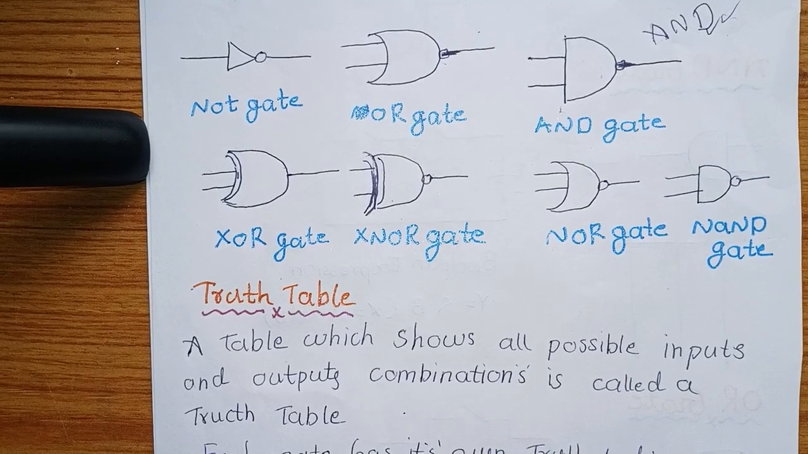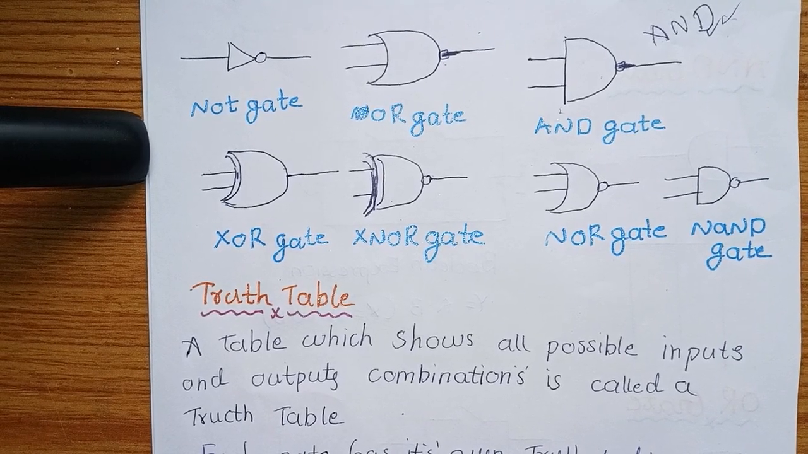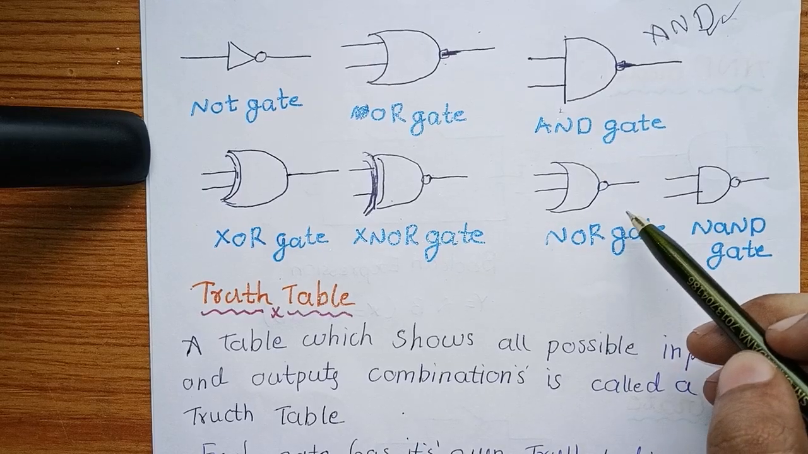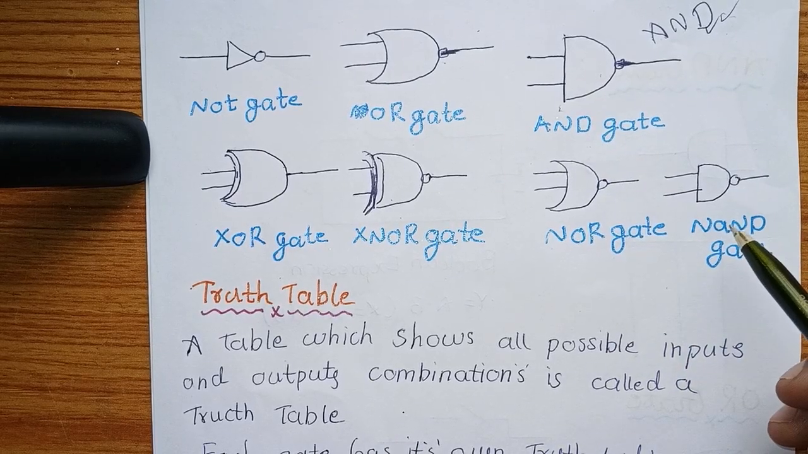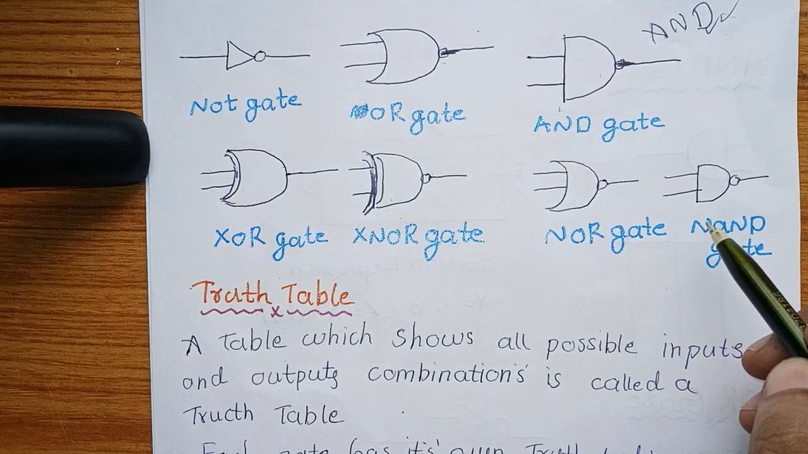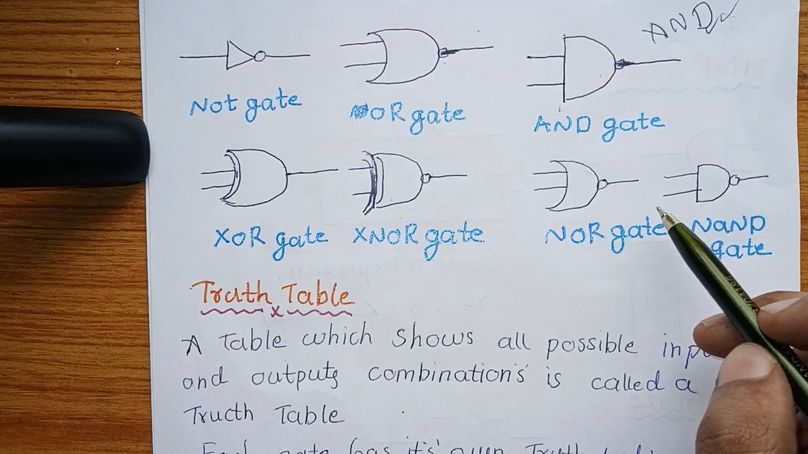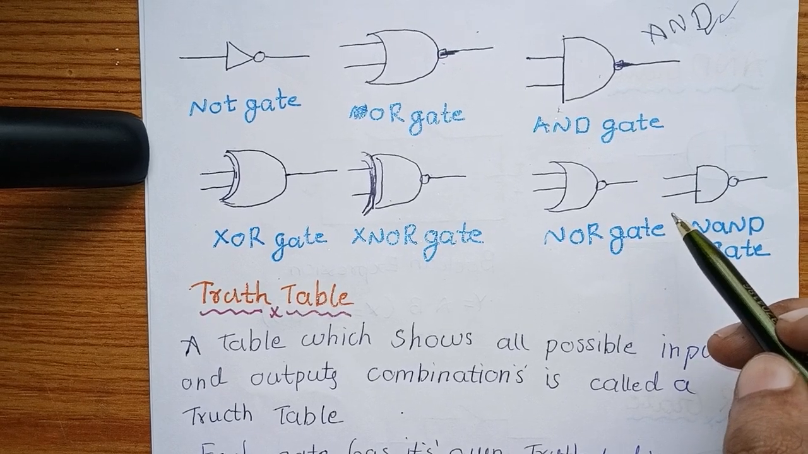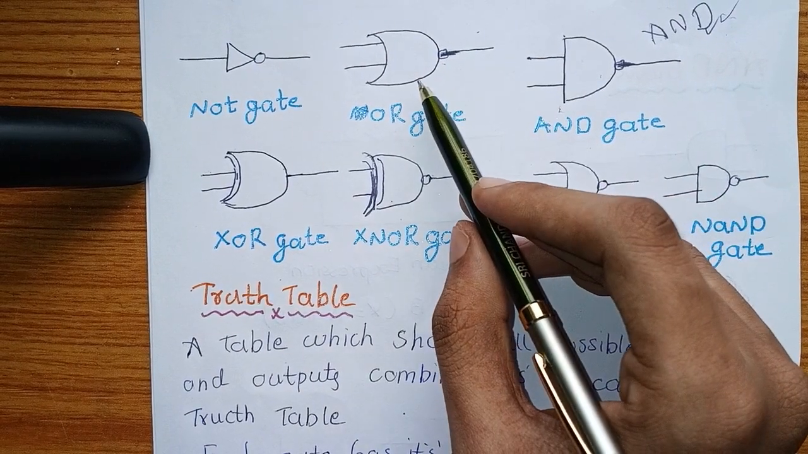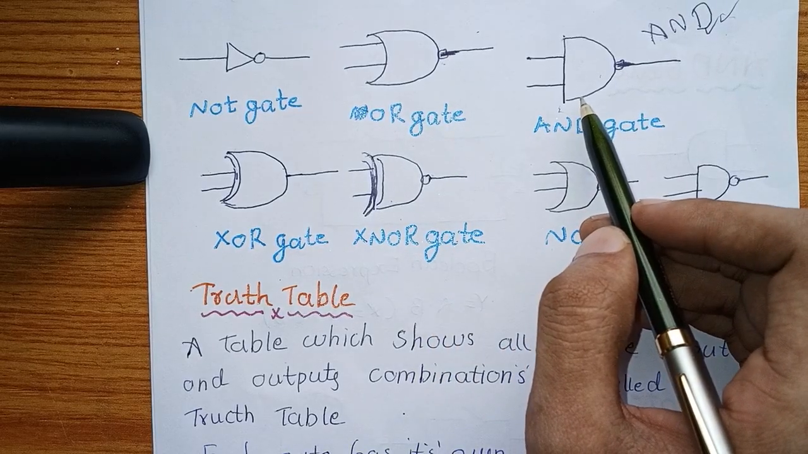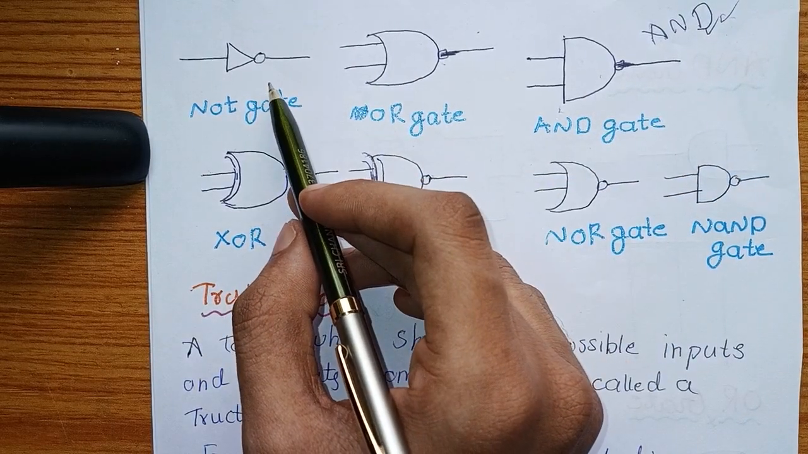Now coming to the NOR gate and NAND gate, how to remember those? It is a mix, a hybrid. Why am I saying that? You can see here the OR gate, here you can see the AND gate, and you can see the NOT gate.